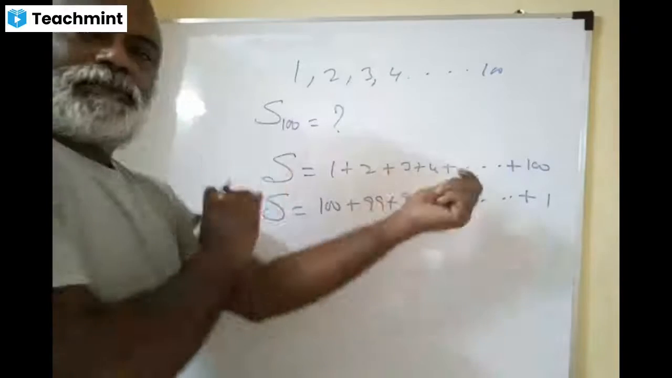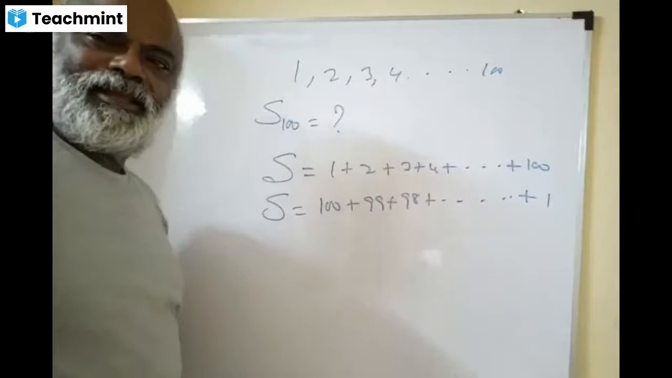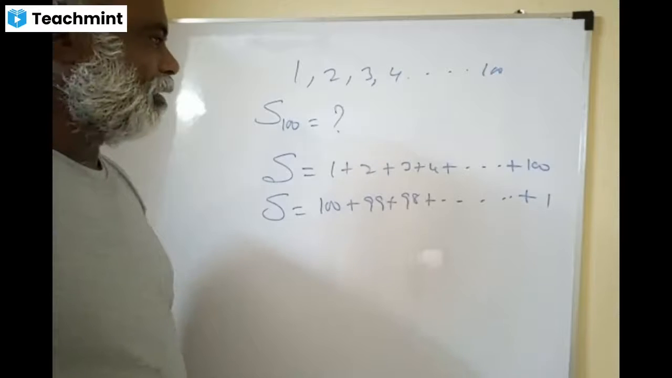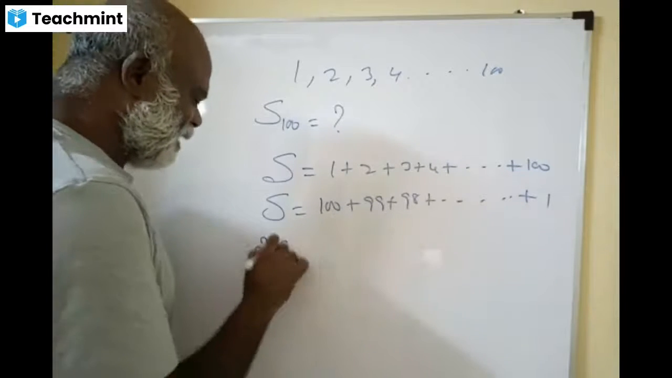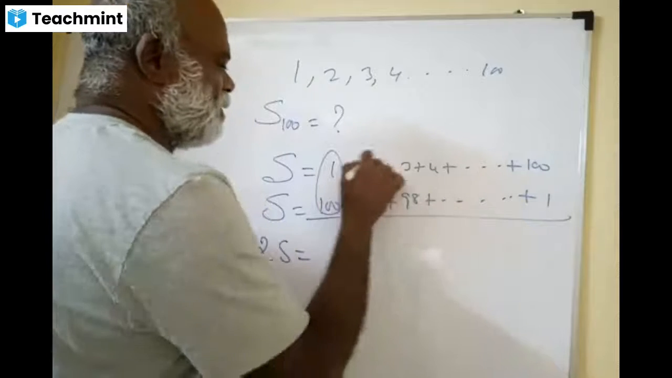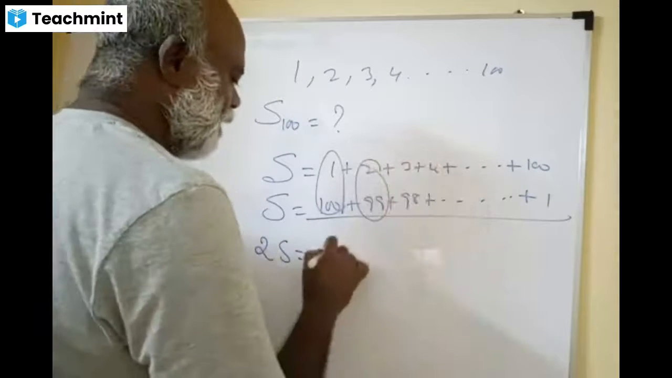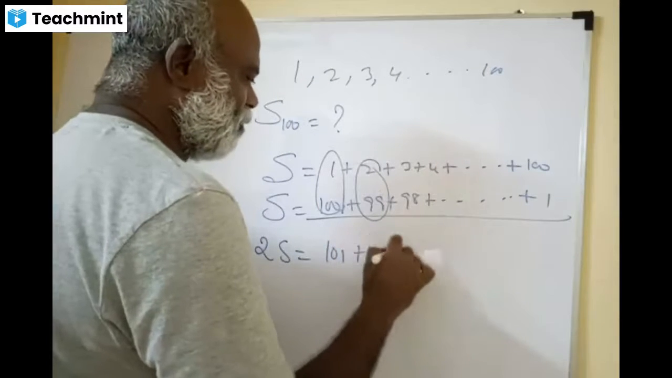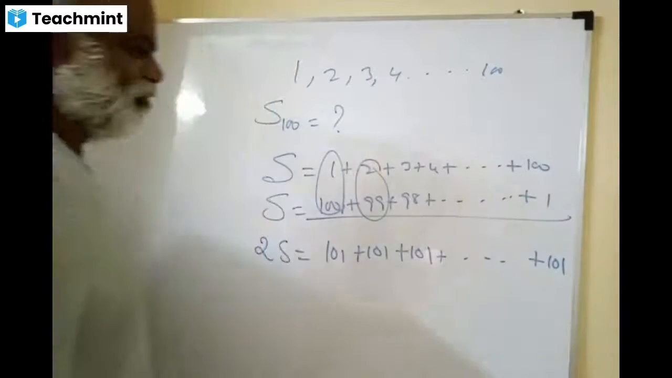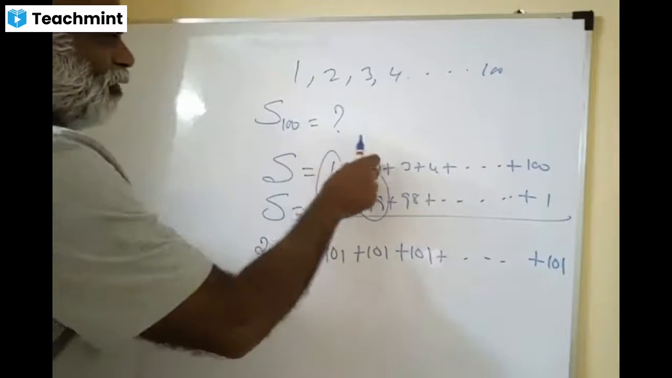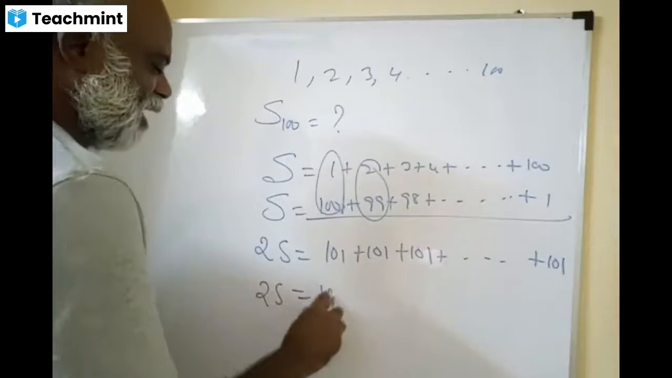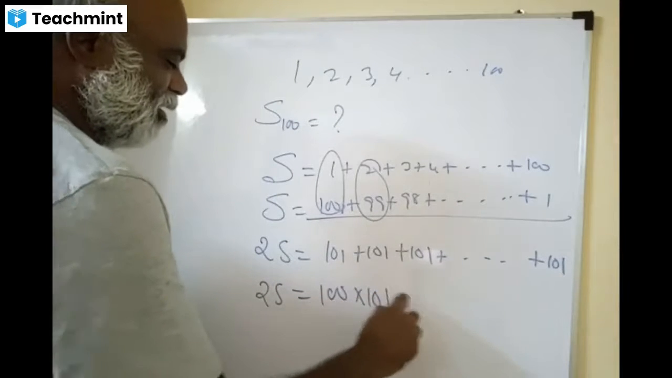Same terms, just reversing the sequence, okay? Then you get 2S. You add the corresponding terms: first term, second term, third term. You get 101, 101, 101. Again, you will have only 100 terms. Yes or no? 1, 2, up to 100. So 100 terms are there. So 2S is nothing but 100 into 101.